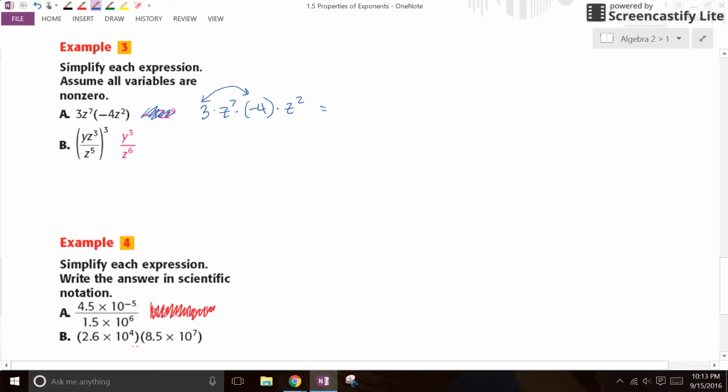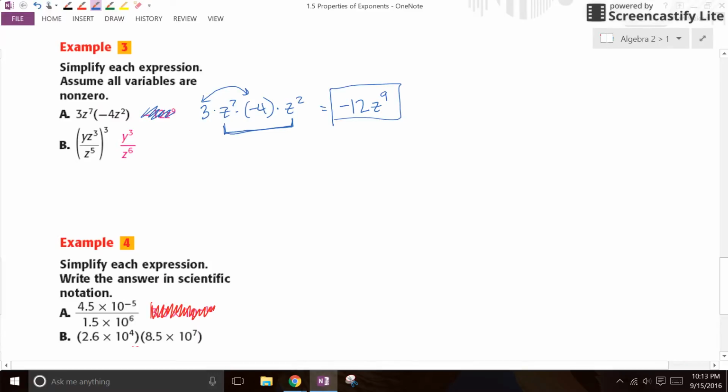A 3 and a 4 multiplied together is a negative 12. And a z and a z, oh my gosh, they have the same base, so that's a z. And let's add their exponents, a 9th power, and life is good. So there would be my answer for A.